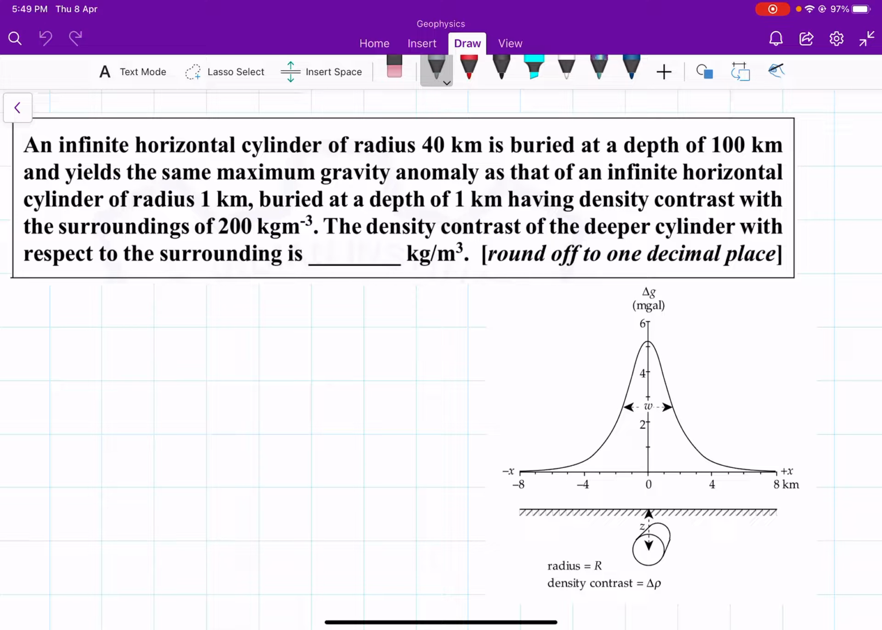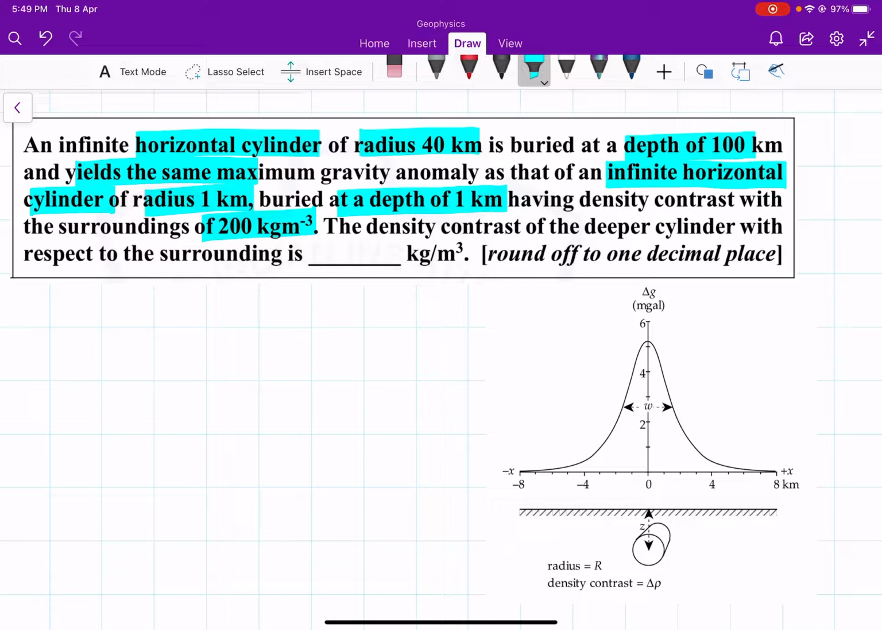In this video I am going to solve a problem based on gravity anomaly, related to the infinite horizontal cylinder. The problem is: an infinite horizontal cylinder of radius 40 kilometer is buried at a depth of 100 kilometer and yields the same maximum gravity anomaly as an infinite horizontal cylinder of radius 1 kilometer buried at a depth of 1 kilometer, having density contrast with the surrounding of 200 kilogram per meter cube.